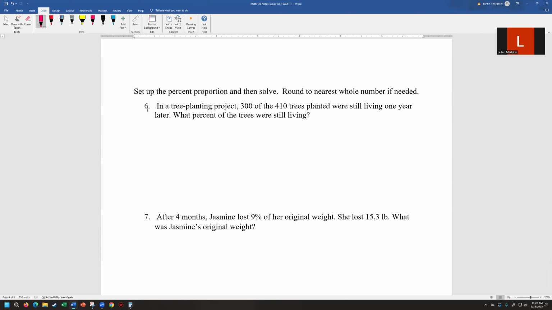So set up the percent proportion and then solve. Round to the nearest whole number if needed. So in a tree planting project, 300 of the 410 trees planted were still living 1 year later. What percent of the trees were still living? So we're looking for the percent. Notice that this says 300 of the 410 trees. They didn't have an is here, but they definitely had the of. This is the part and this is the whole. So that's the of. So we have our is, we have our of. We're looking for the percent and it's over 100.